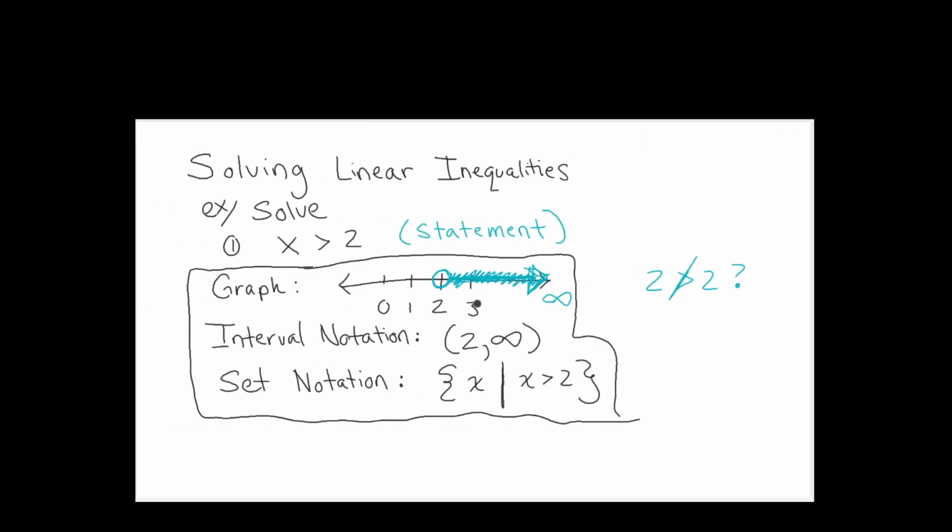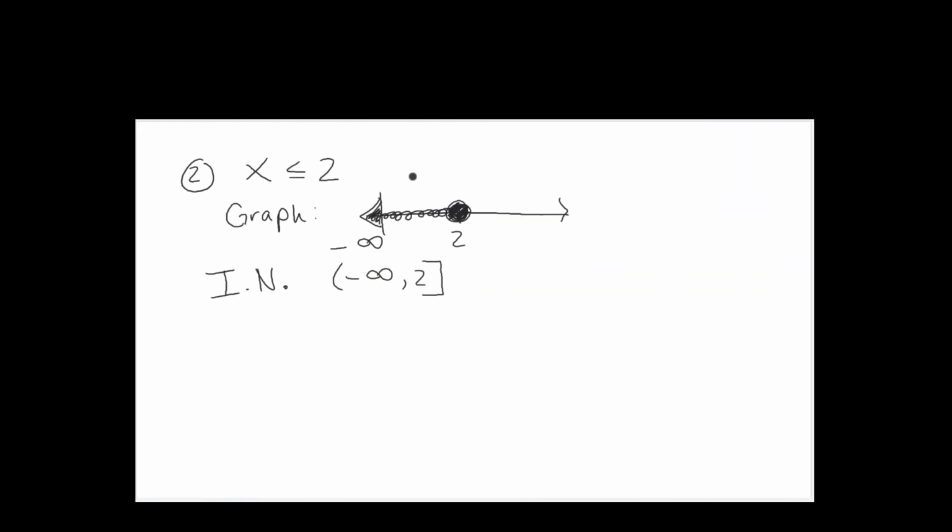And let's just sneak back here to our other statement. Here we had positive infinity, and we used the parenthesis there. You always use parentheses for infinity symbols, okay? The only thing that is changing is the numbers, the constants. 2 here is not included because there's no equal, but 2 here is included because of the or equal to. And last but not least, our set notation is the set of all x such that x is less than or equal to 2.